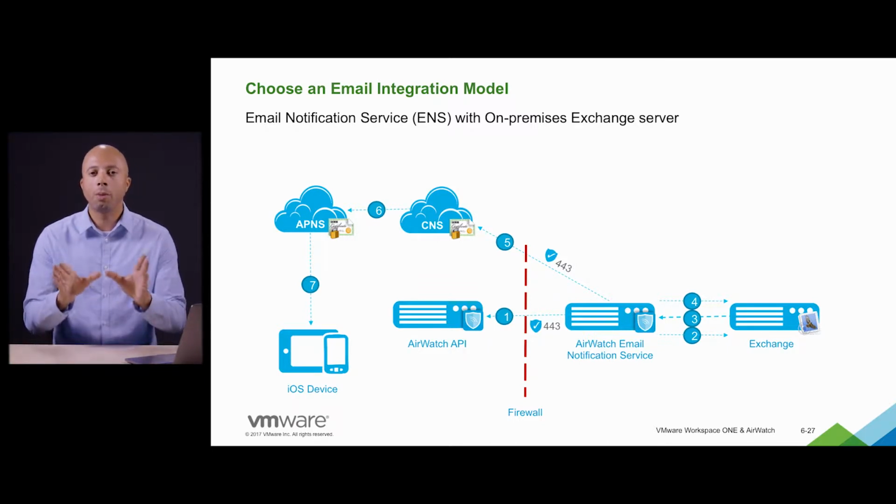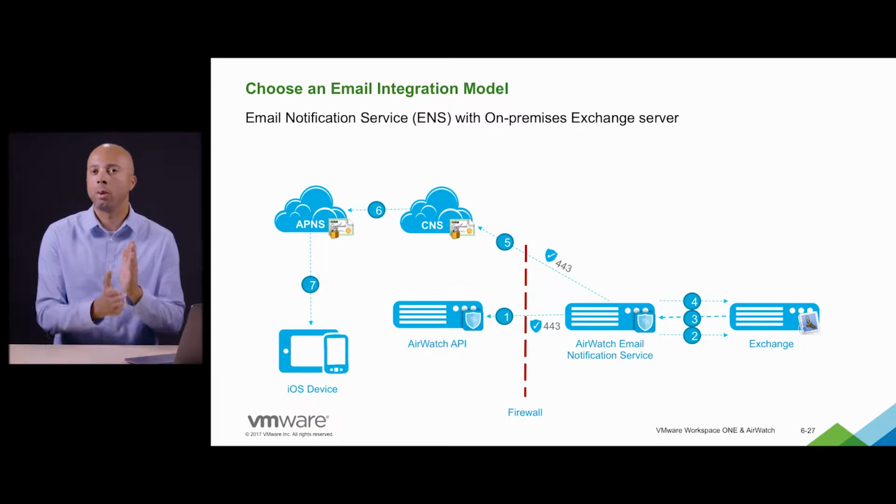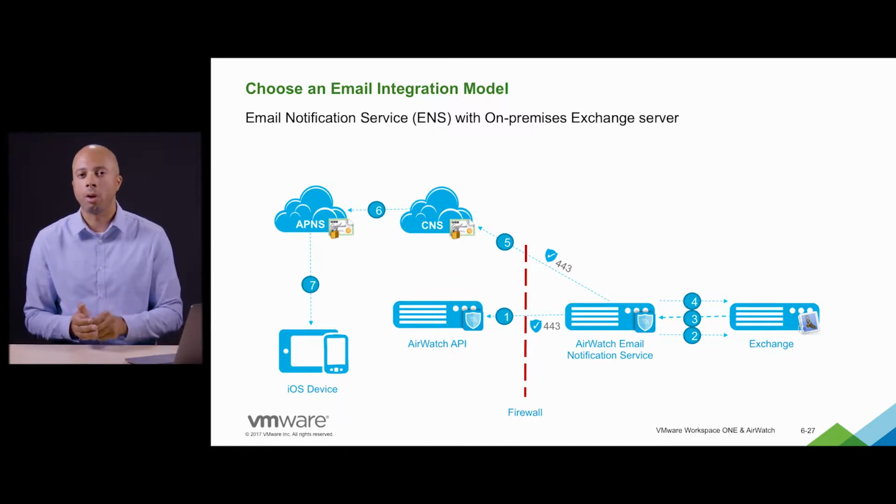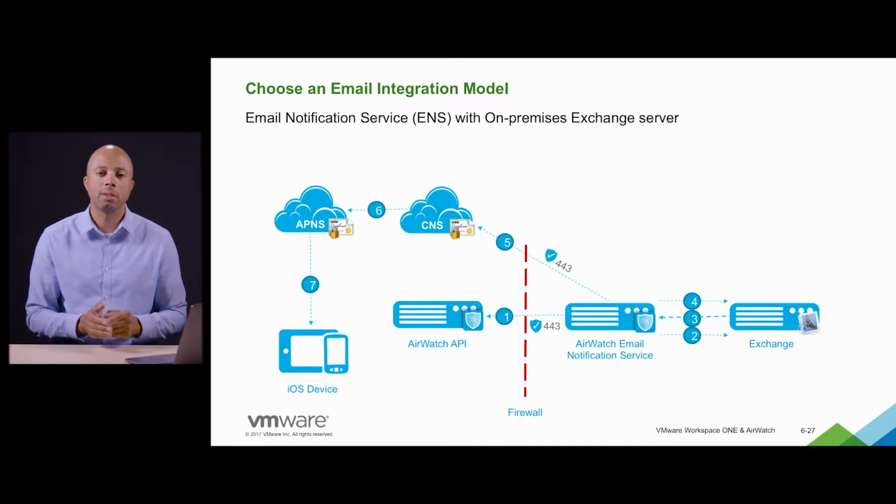So one more time, this workflow goes through a couple of items. We need the ENS on-premise so you can talk to Exchange. We need CNS in the cloud so we can talk to APNS, because Apple is not going to allow you to talk directly from your Exchange server to their APNS server. And then we use certificates on each one of those cloud servers for that secure communication. And the end result is a notification on your iOS device.